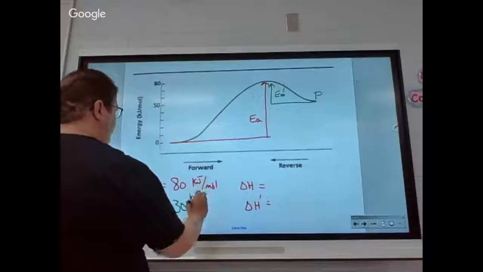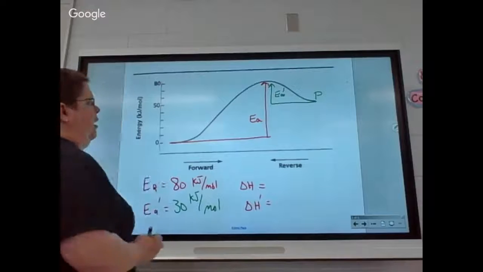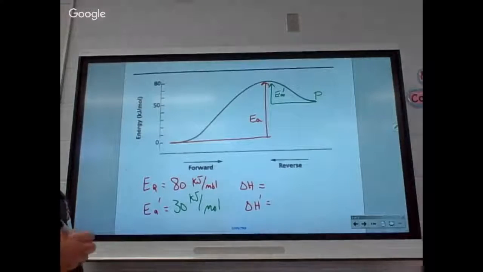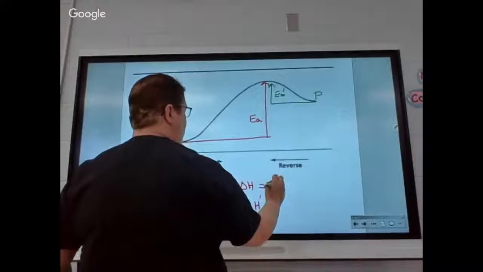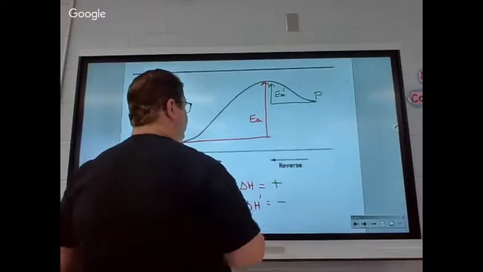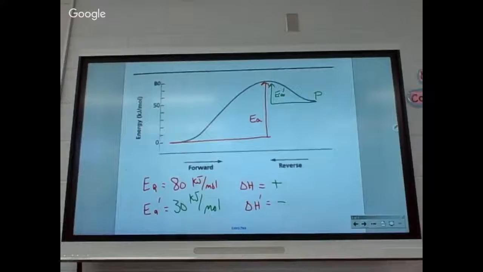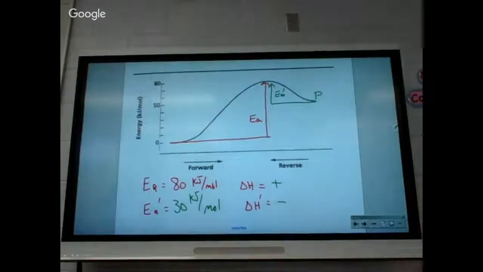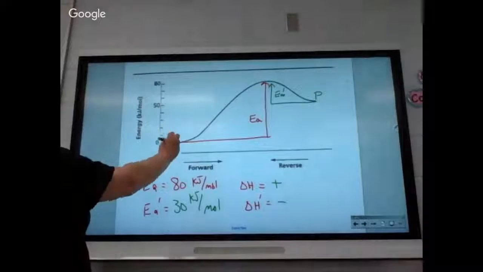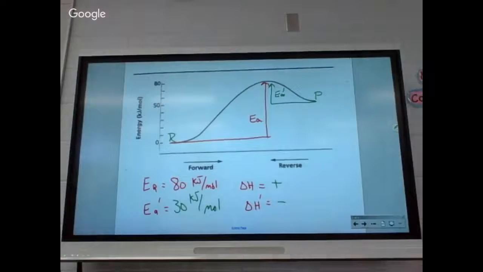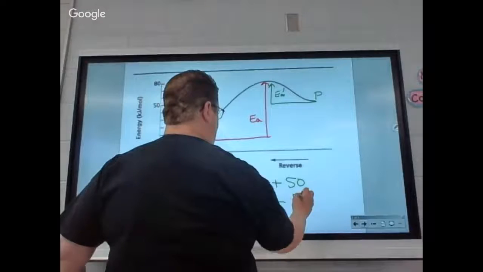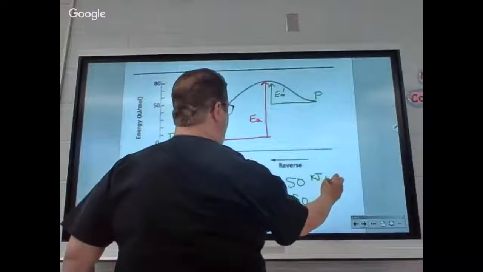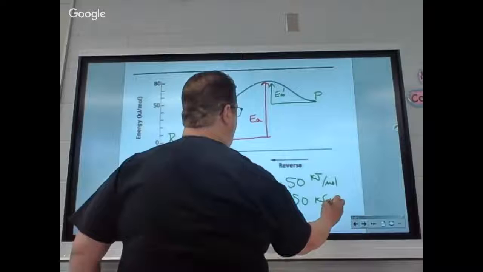All right, was this graph endo or exo? How'd you say it was endo? Products are higher. So that means delta H is what sign? Positive. So reverse is negative. So what are the products at? The products are at 50 and the reactants are at 0. So 50 to 0 makes the difference. So positive 50 and negative 50 kilojoules per mole on both of them. We feel good about those?